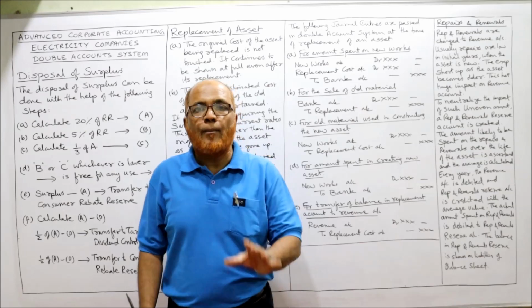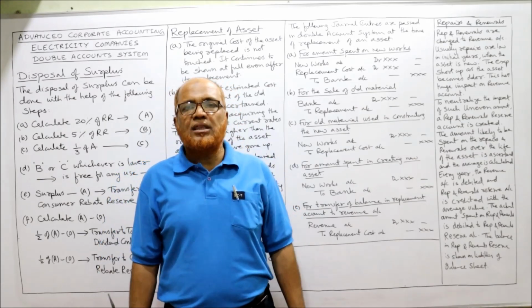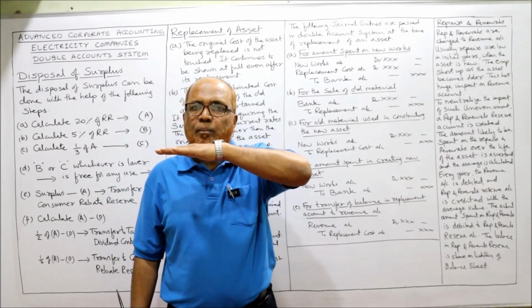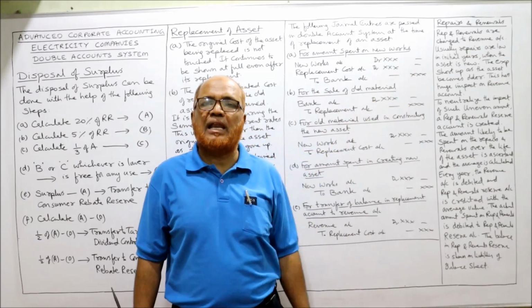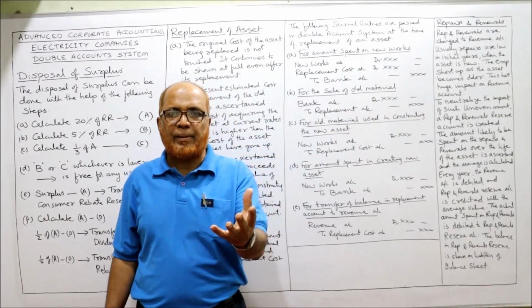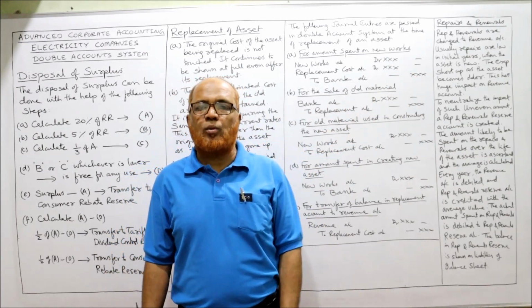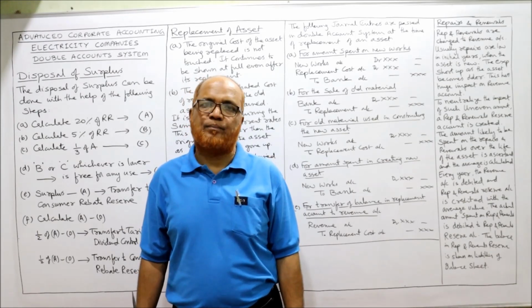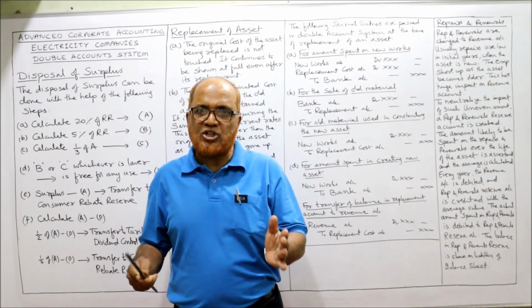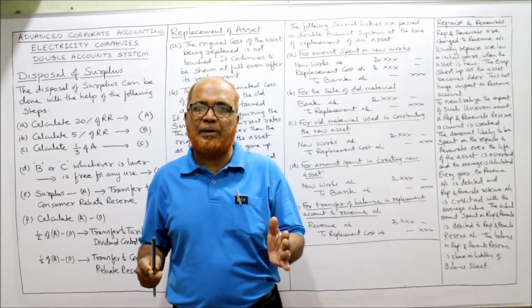But the problem is the repairs and renewals will not be uniform throughout the life of the asset. Example, a machine is purchased for rupees 5 crore, 50 million.